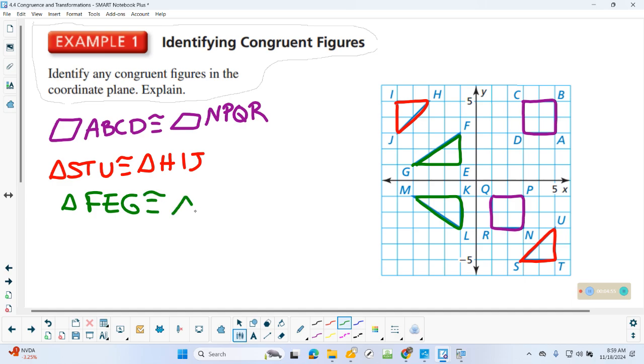And then I'm going to call the other one, let's go with LKF. So I have a pretty good feeling you probably wouldn't have needed my help to figure out the answers to example 1, right? Any questions on congruent figures? Riveting stuff, I know. Okay, flip the page.